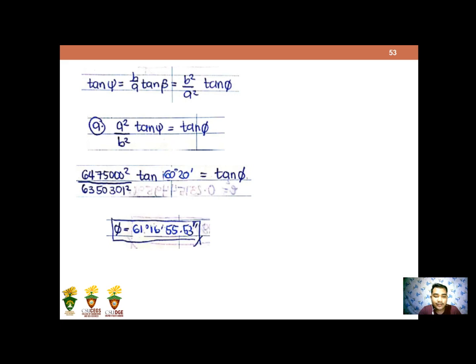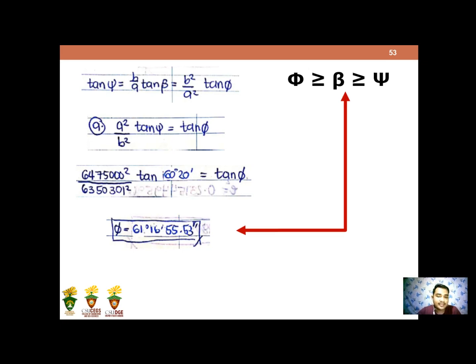Using your calculator, you can get the geodetic latitude to be 61 degrees, 16 minutes, 55.53 seconds. Let's check: from the given geocentric, geodetic latitude is greater than geocentric. So the check is right, geodetic is indeed greater than geocentric. Therefore, it checks.